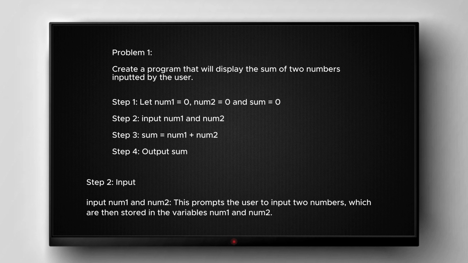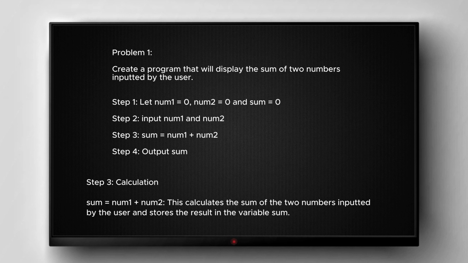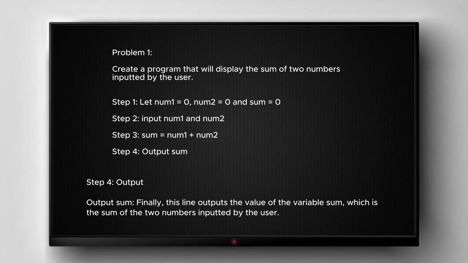Step 2. Input. Input num1 and num2. This prompts the user to input two numbers, which are then stored in the variables num1 and num2. Step 3. Calculation. Sum equals num1 plus num2. This calculates the sum of the two numbers inputted by the user and stores the result in the variable sum. Step 4. Output. Finally, this line outputs the value of the variable sum, which is the sum of the two numbers inputted by the user.